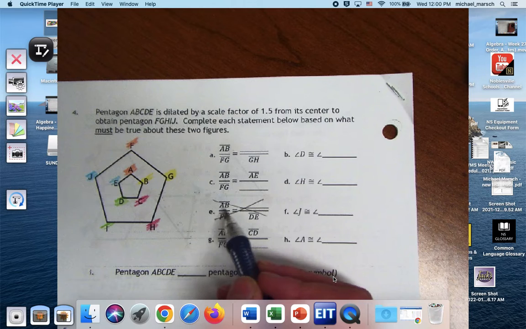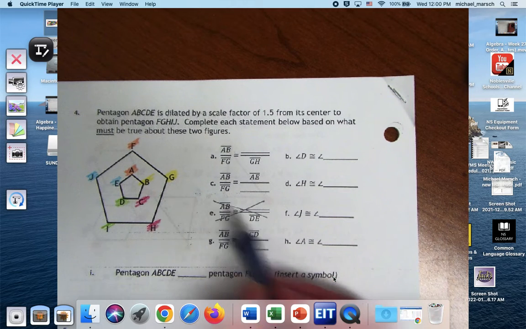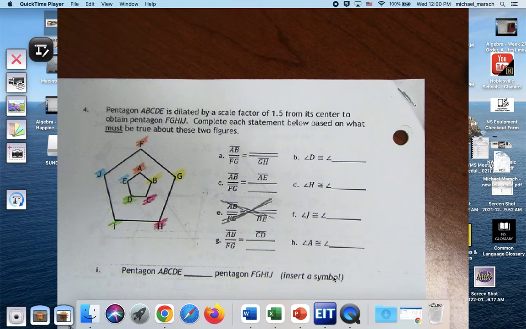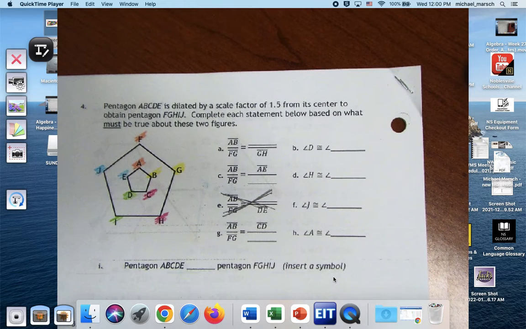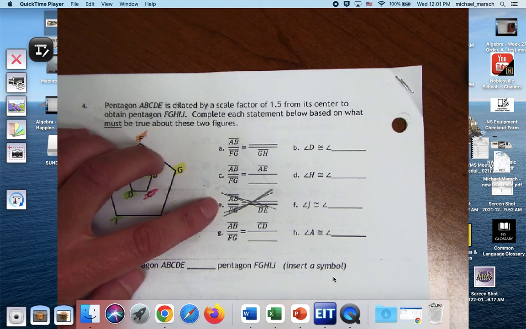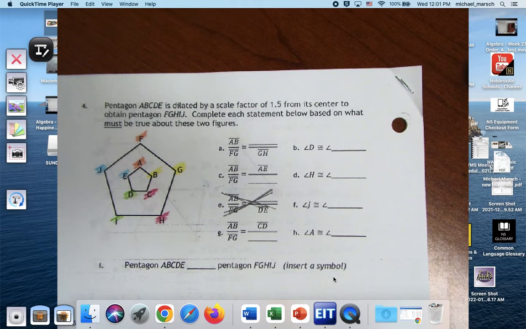Cross out example or question C or E here. It's not created correctly, so we can't use it. Cross that one out. E right here, just cross it out. Okay, so because these are not congruent, we're just going to set up proportions.